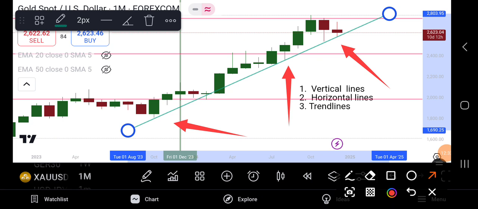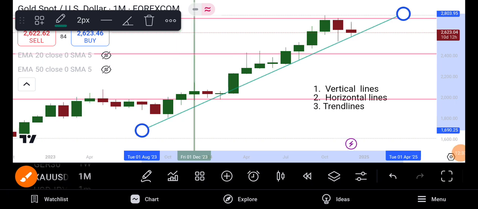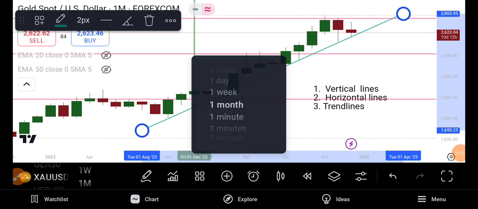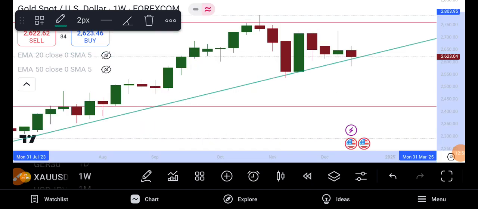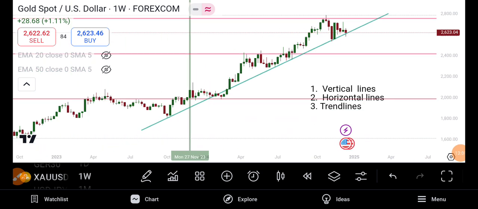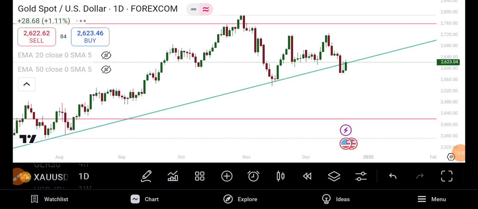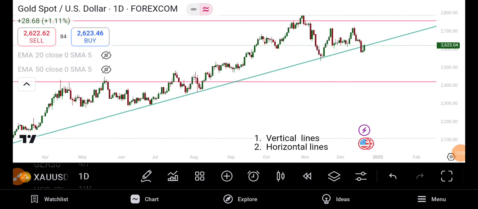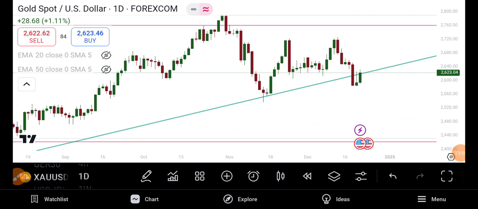So basically, that's it in terms of vertical lines, horizontal lines, and trend lines. Normally I would ask that just to show that you understand what I am talking about. So now let's go down to weekly. On the weekly, there you will see the structure, how it looks on the daily. This is how the structure looks on the daily. And you can see that, you know, it's respected.